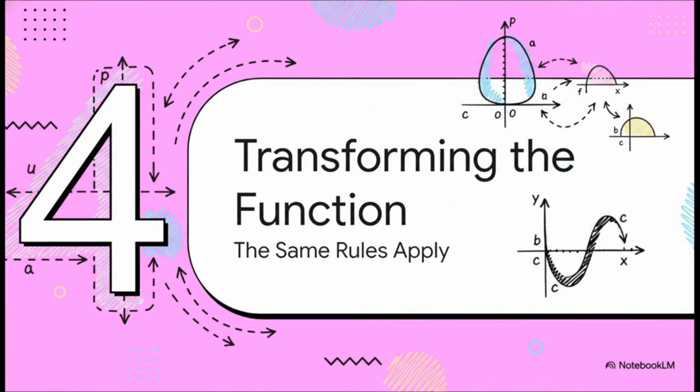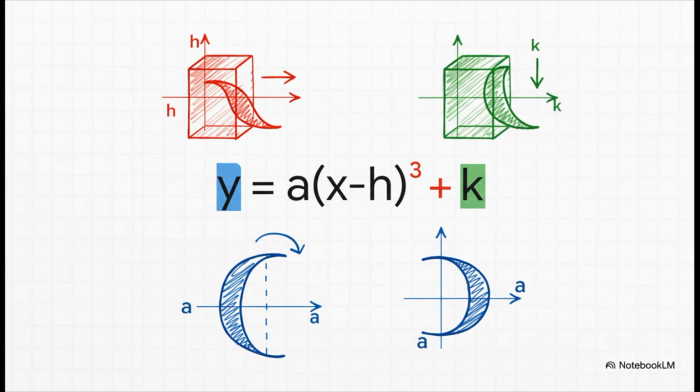Now, if you've ever had to shift a parabola around on a graph, I've got some great news for you. When it comes to transforming the cubic function, the exact same rules apply. That's right, those rules you learned for shifting, stretching, and flipping graphs are totally universal. For cubics, we use this general form you see here, where k controls the up and down movement, h controls the side-to-side shift, and that a out front handles all the stretching and flipping.